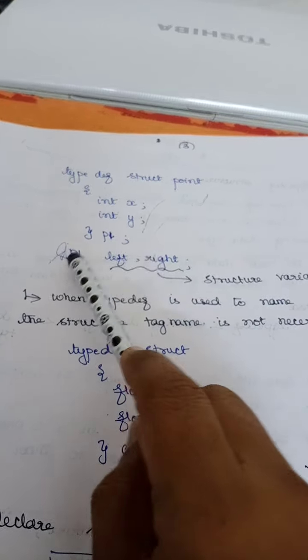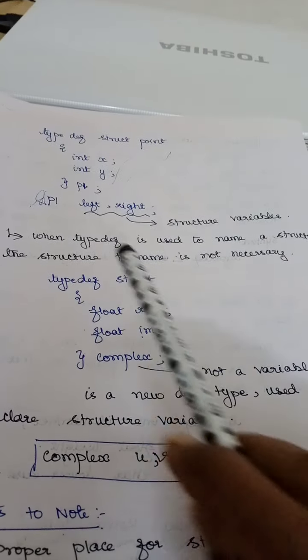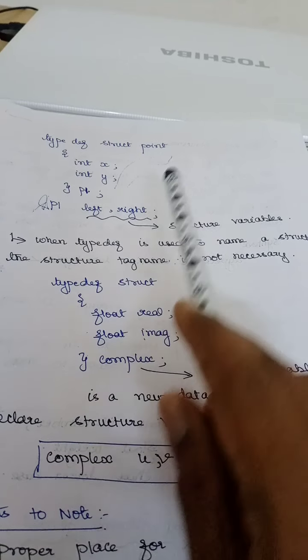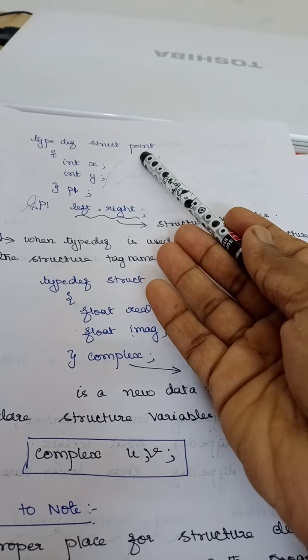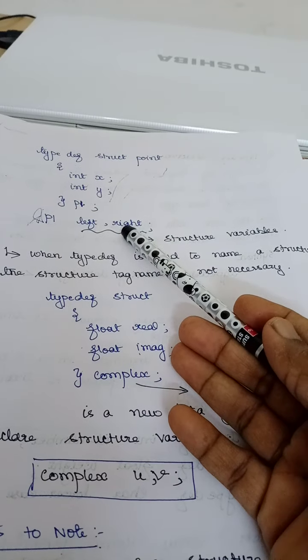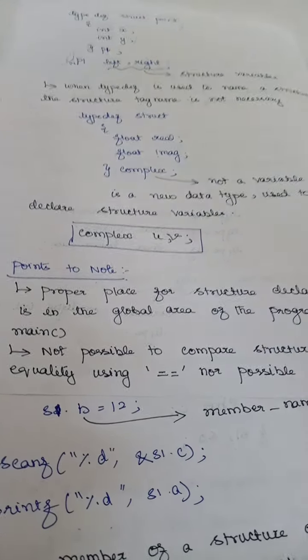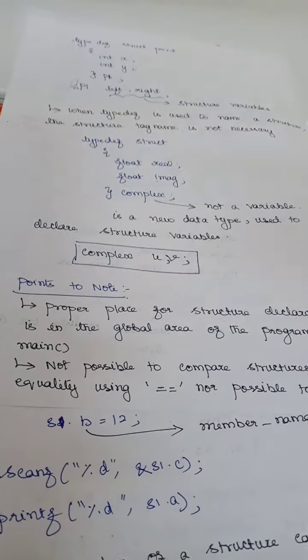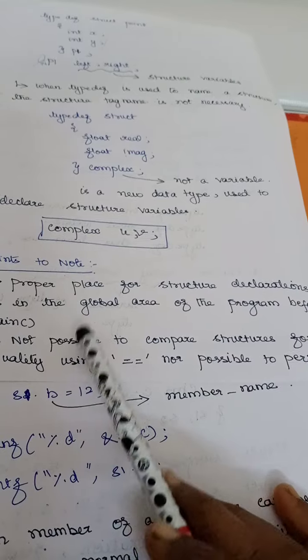So with that name I can go for creating the variables. Is that clear? Whenever I am using typedef, there is no need to write this name, because I am not going to use this name anymore. I am going to use only this for creating my structure variables. So that is what is given here. We'll see some of the points to be noted related to structures, and then we'll move on to the programs.